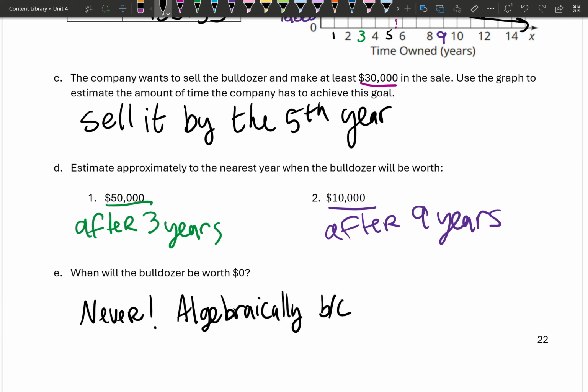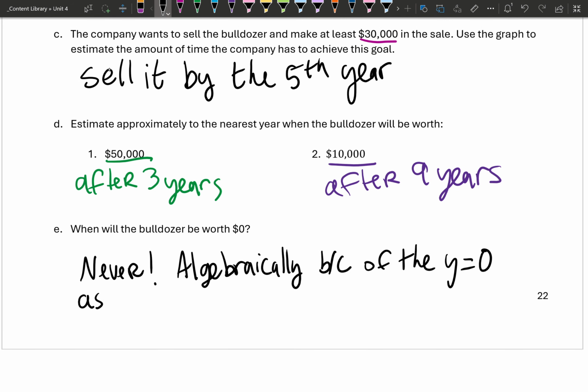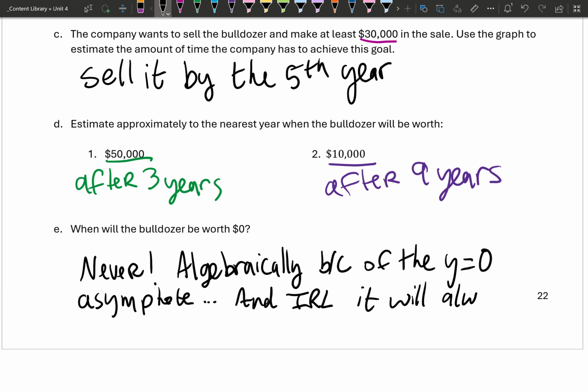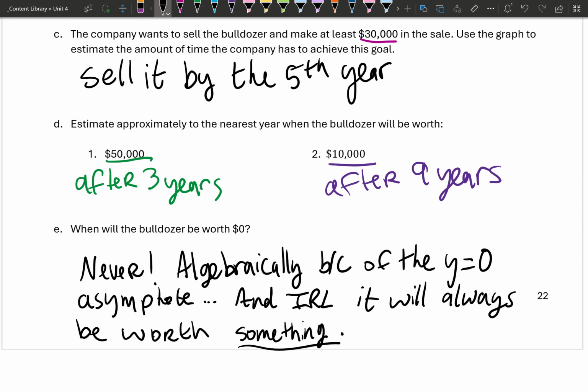Algebraically, because of the y equals 0 asymptote, and in real life, it will, maybe not always, but for quite some time, be worth something. So I'm sure they could sell it even for $100. Maybe they can't sell the whole bulldozer. They can sell its parts, right? Because some people will have that same bulldozer and want to fix it instead of buying a new one.